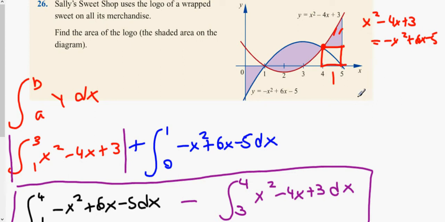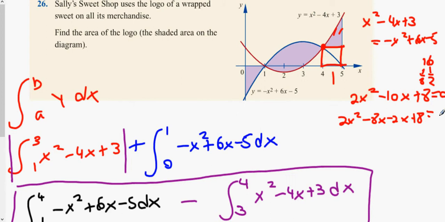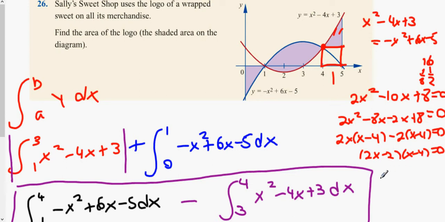I'm going to bring everything over to one side. I'm going to get 2x squared minus 10x, and then minus 5 goes over to the other side to make it 8. The reference number here is going to be 16. 16 has 8 and 2, so it's going to be 2x squared minus 8x minus 2x plus 8 equals 0. Then we get 2x into x minus 4, minus 2 into x minus 4, equals 0. Then we get the bracket 2x minus 2, bracket x minus 4, equals 0. And then 2x minus 2 equals 0. So x is going to equal 1, or x equals 4.